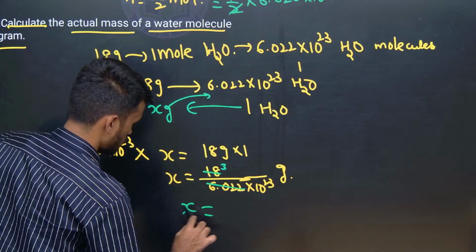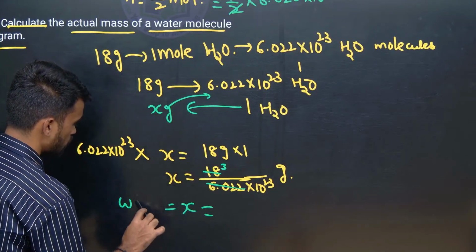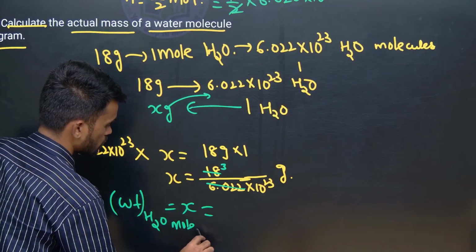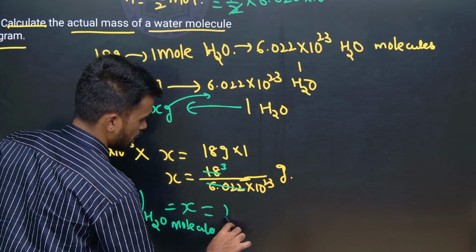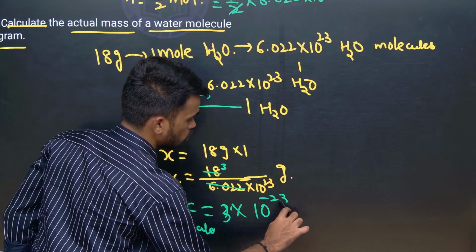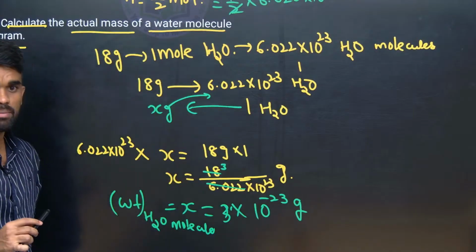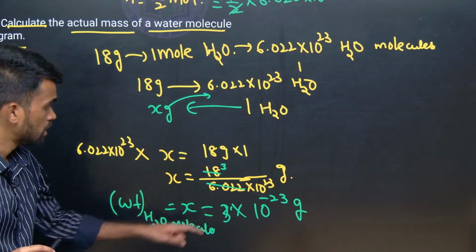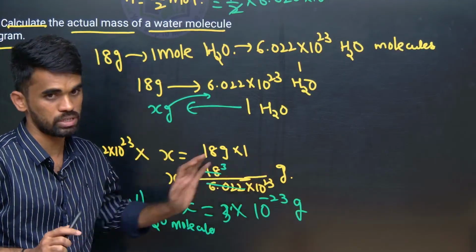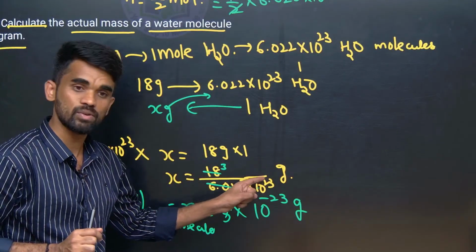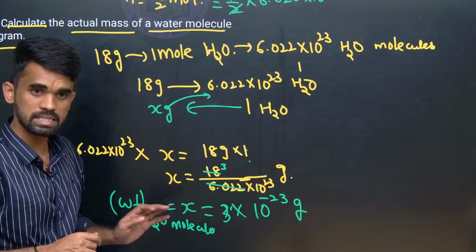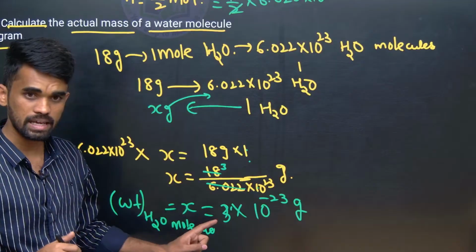So x, which is nothing but the weight of an H2O molecule, equals 3 into 10 power minus 23 grams. Why am I writing minus? It is in the denominator now. So in the denominator it is 10 power 23. If you want to write it in the numerator, it becomes minus. Hope it is clear? Answer is clear now?